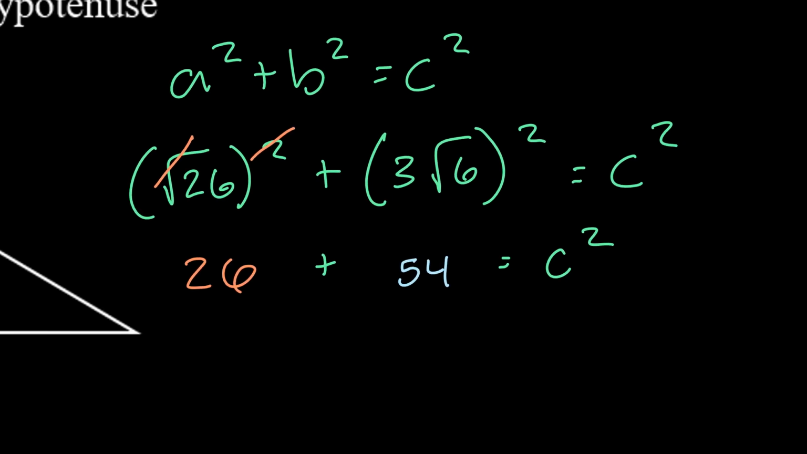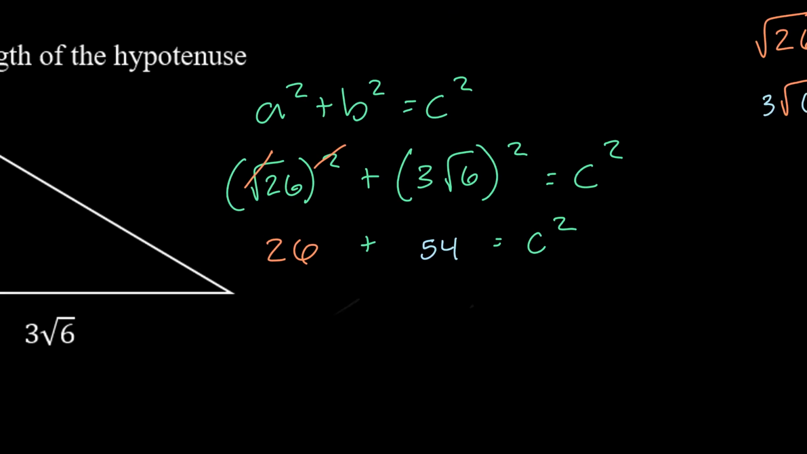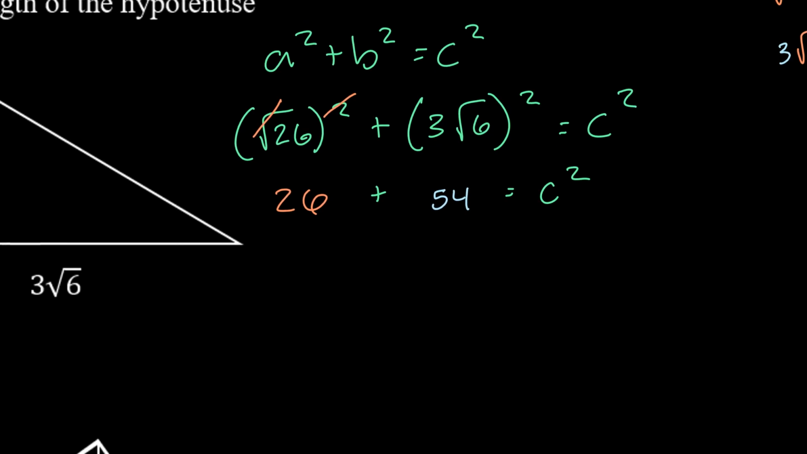So now 26 plus 54 is 80. Y'all got quiet super quick. Did I lose people? Okay. So now what do we do? Yeah, you square root both sides. So what do you think we're going to have to do here?